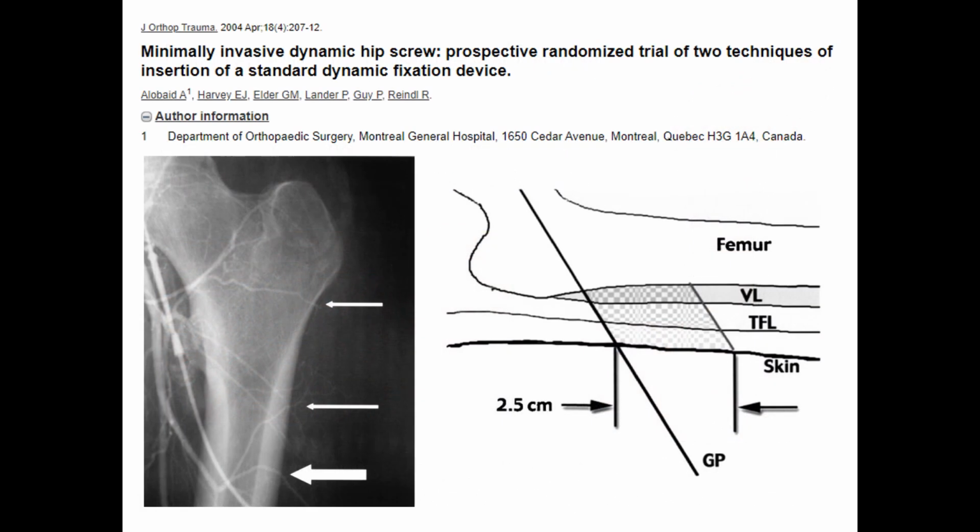The minimally invasive dynamic hip screw was introduced in 2004. Dr. Alobe et al. demonstrated the safe zone where it would be possible to ream and introduce a lag screw and plate without necessarily visually identifying a major branch of the femoral artery.